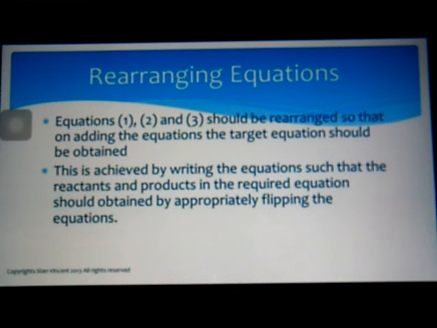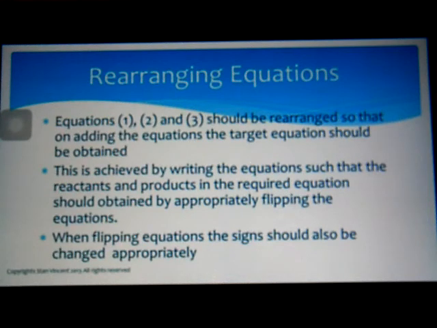The most important thing while rearranging equations is we have the freedom to rearrange the equations so that when we add the 3 equations, we will obtain the desired or the target equation. One of the conditions would be every time you rearrange an equation, we try to pick the reactants and products in the required equation and flip the equations that we have so that we can place them in the right position. There are simple ways of doing this, so we're just going to look at them.